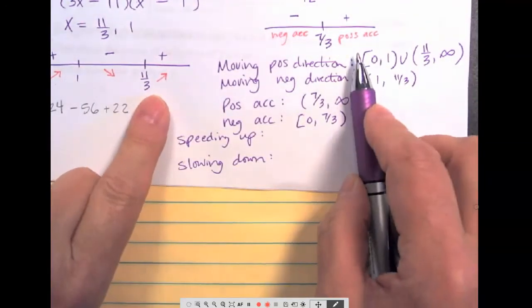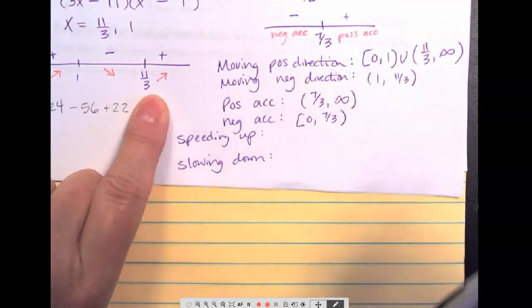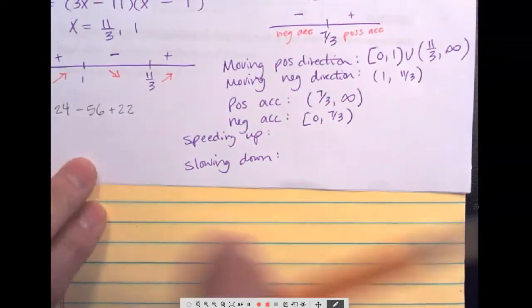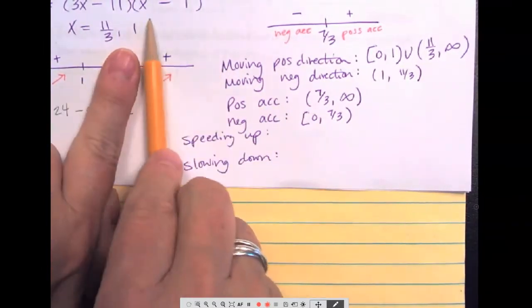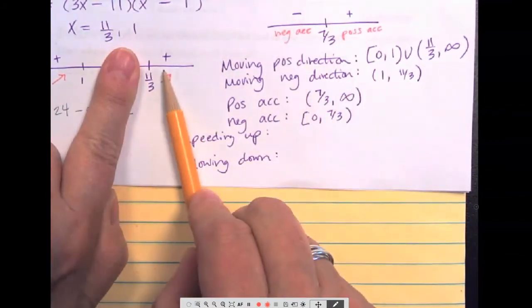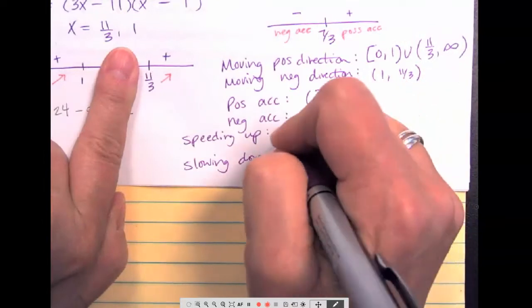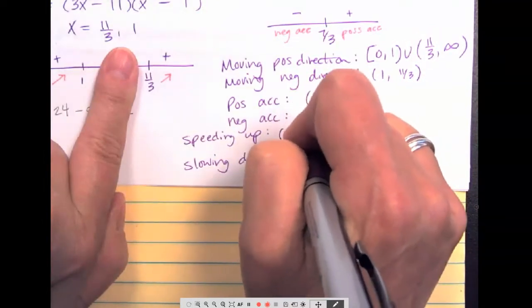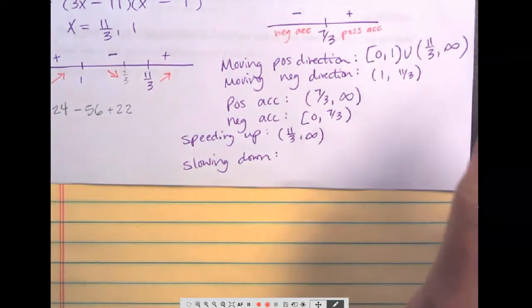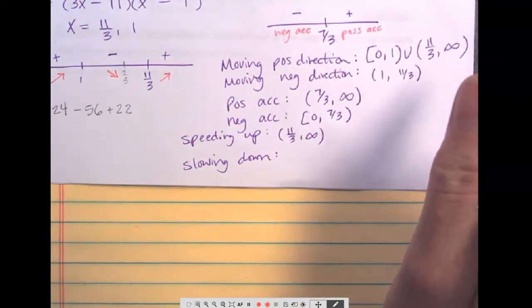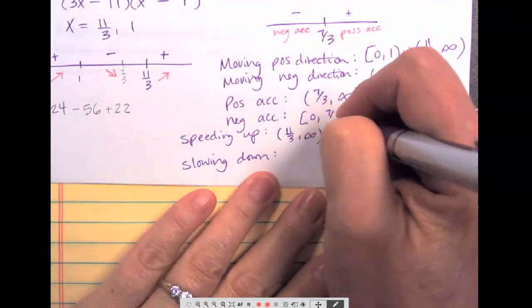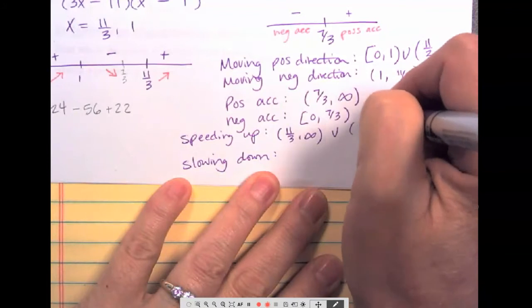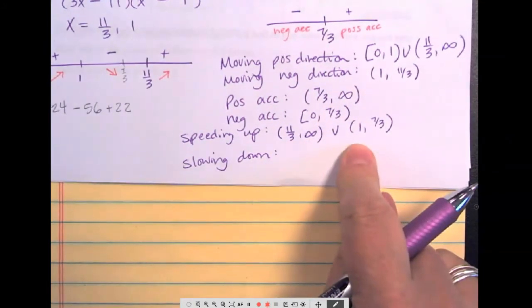Okay, I agree that we are speeding up from 11/3 to infinity. Because, remember, 7/3 is somewhere in here, and it's still negative. But to the right of 11/3, both of these are positive. Definitely speeding up from 11/3 to infinity, because both are positive. Are they both positive anywhere else? Okay, are they both negative anywhere? From 1 to 7/3. So we are also speeding up from 1 to 7/3. Both are negative here.